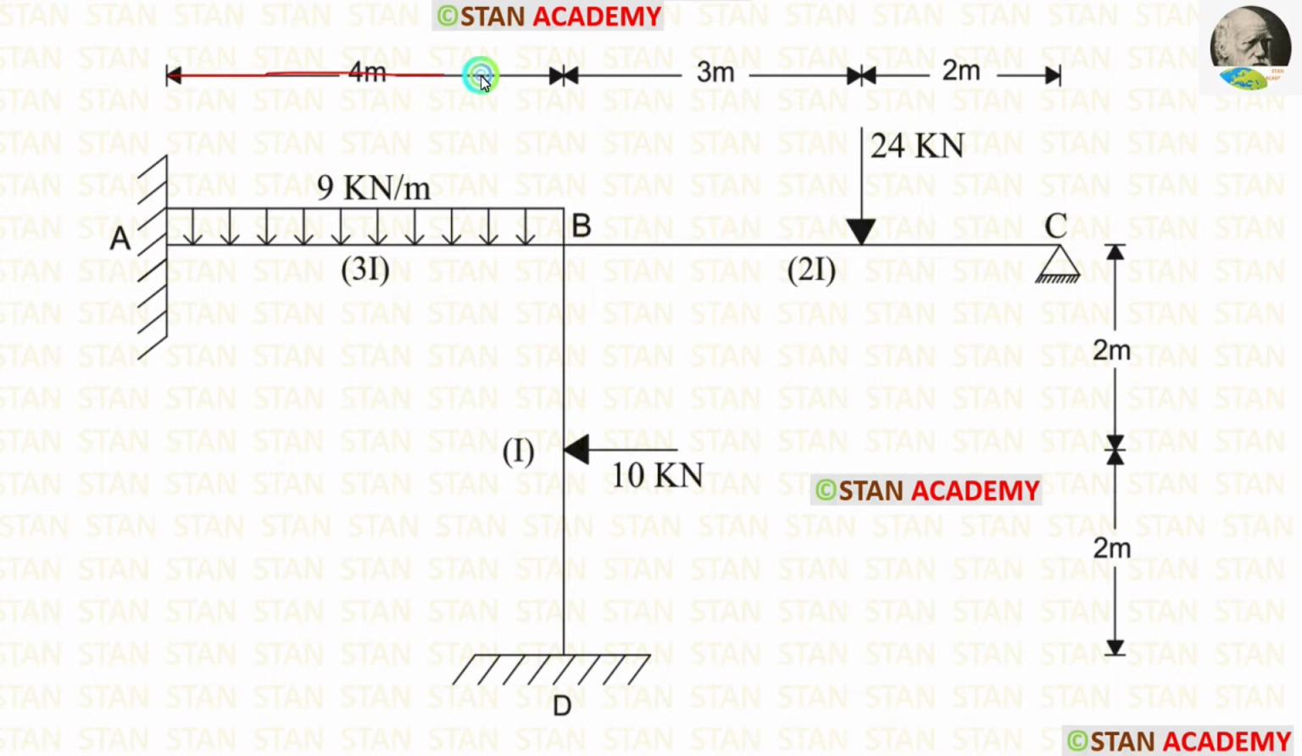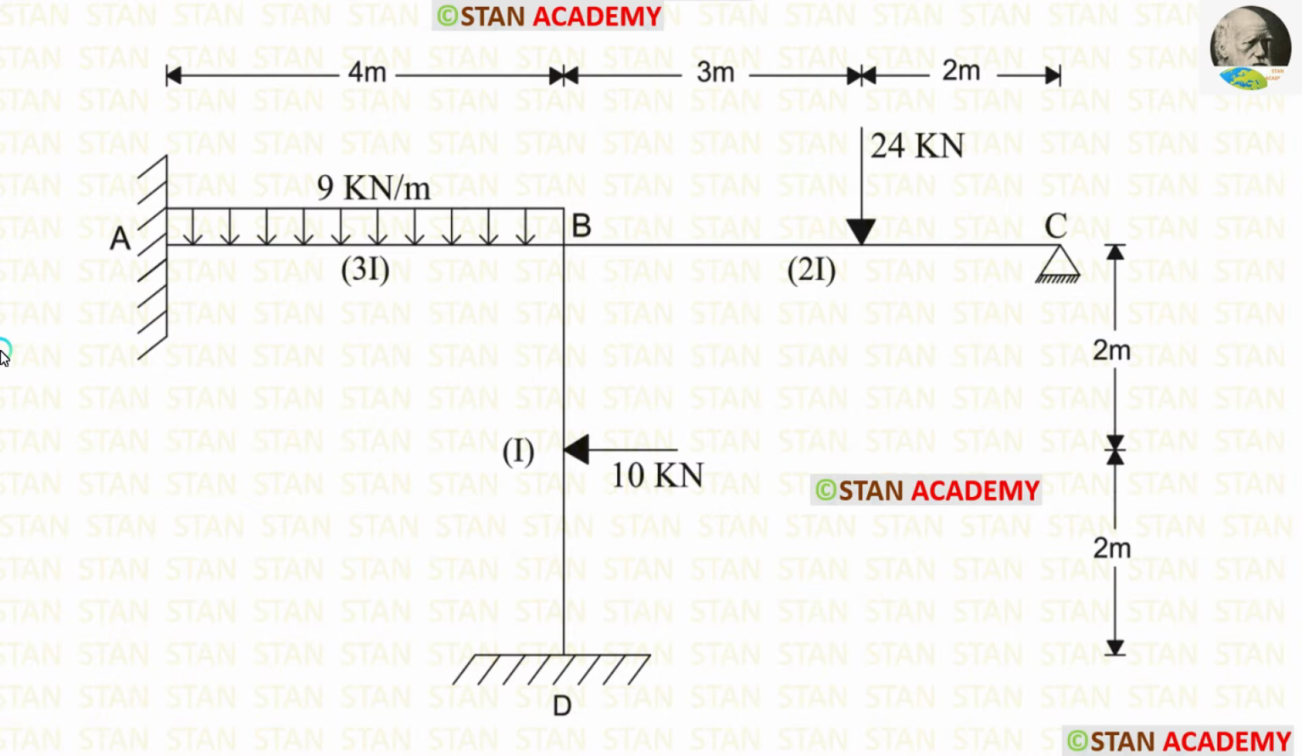Length of AB is 4 meter. Length of BC is 5 meter. Length of CD is 4 meter. The moment of inertia for AB is 3I. The moment of inertia for BC is 2I. The moment of inertia for BD is I.